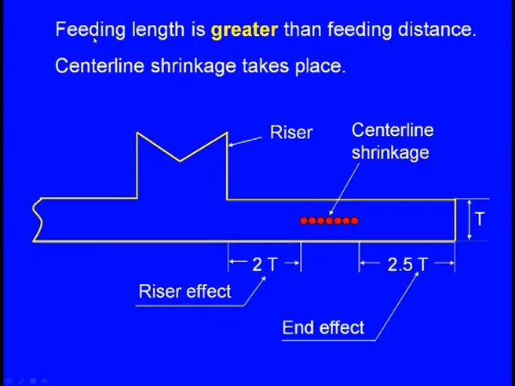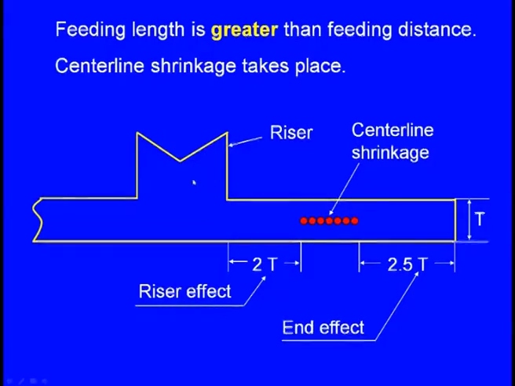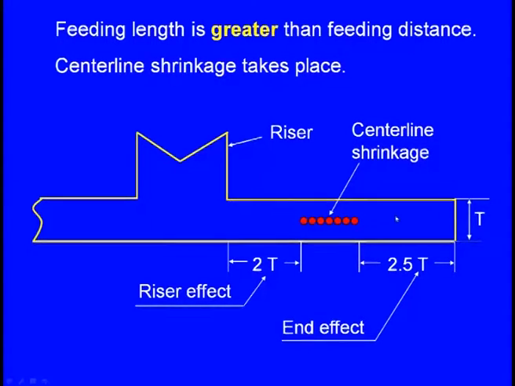Now, let us see another case. Feeding length is greater than the feeding distance. You see here, this is the casting and there is a single riser, this is the riser. Now, this is the length of that section to be fed by this riser. Here we can see the riser effect, means the distance covered by the riser to prevent the shrinkage cavity, that is 2T. And this is the end effect, 2.5T, that is the distance covered by the edge of the casting to prevent the shrinkage cavity. So, in this portion there is no shrinkage cavity because of the end effect. In this portion there is no shrinkage cavity because of the riser effect.